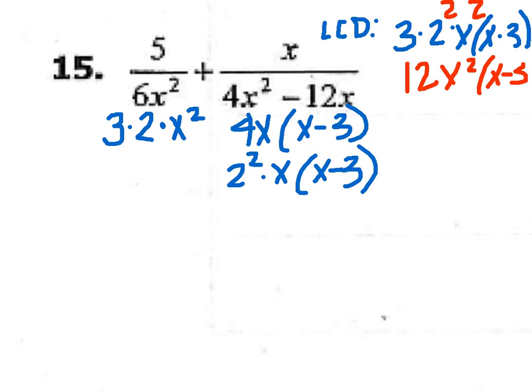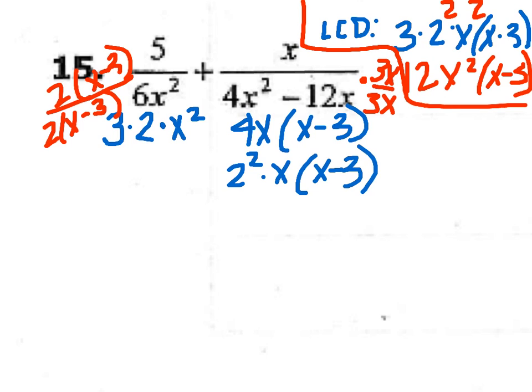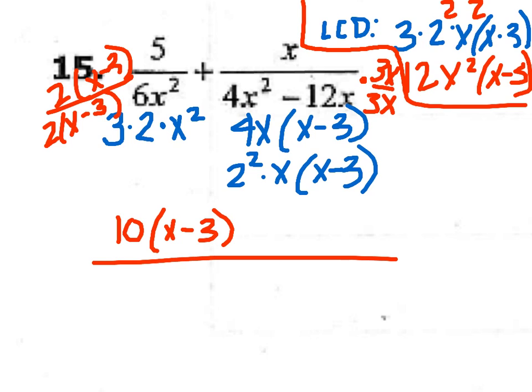So looking at this, in this first fraction, in the denominator, I'm missing a 2, because I have 6, I need it to be 12, and I'm missing an x minus 3. So I end up getting 10 times x minus 3 over, I'm just going to write this as 12x squared times x minus 3. My second one, I'm just missing a 3x. So 3x times x is 3x squared.